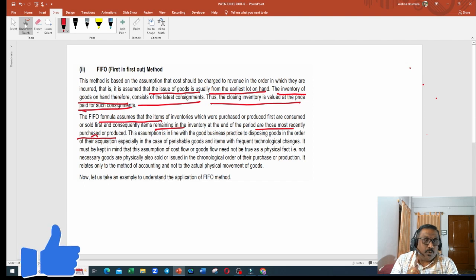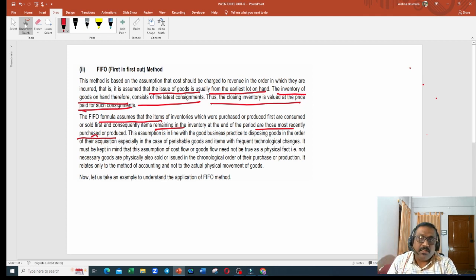So here it says it relates only to the method of accounting and not to the actual physical movement of the goods. You can do physical movement of the goods the way you want, but when it comes to valuation, you should always take the latest stock purchased as part of your closing inventory. That is what the FIFO method says. I hope you understand the point. Physical movement of the goods can be different. You can issue the latest one or the earliest one to production. But for valuation, your physical movement is not considered. The earliest purchase will be considered as issued to production, and the latest material purchased will be considered for closing inventory valuation. So please make sure that these steps are followed.